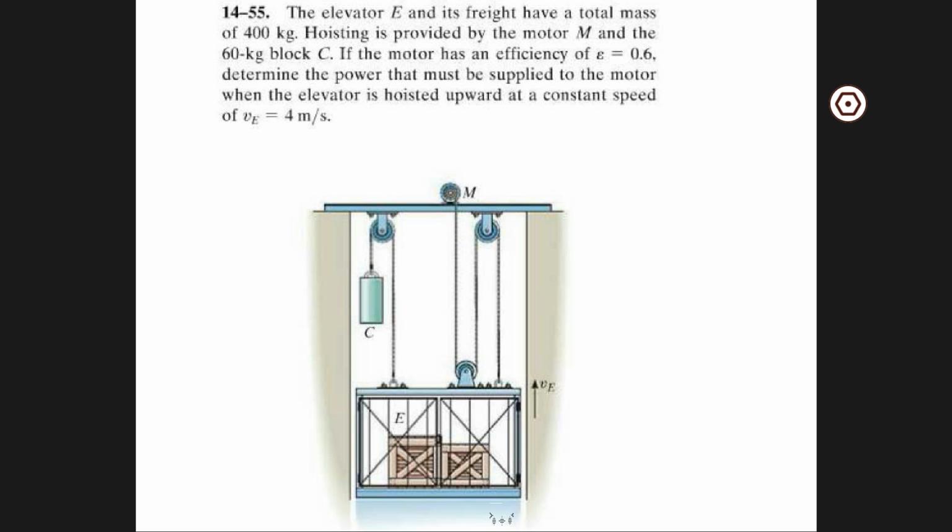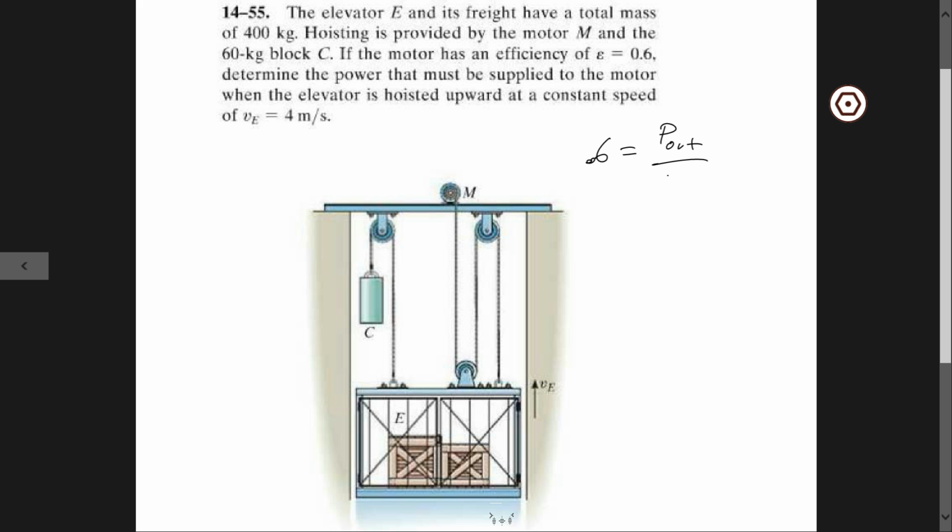Okay, how am I going to find that? Well, I'm going to write down efficiency equals, just like I did before. So efficiency, 0.6, equals what? Power out over power in. Where does the power in come from? From the motor, okay? So that's what I'm trying to find.